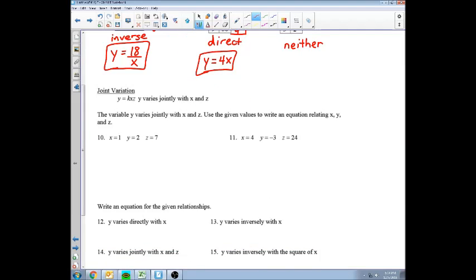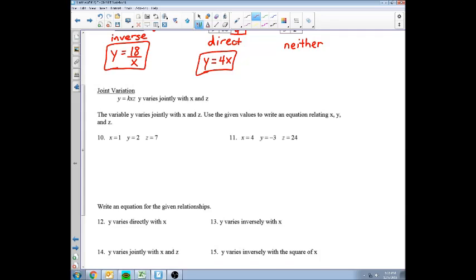All right? On to joint variation. Joint variation is the same thing as direct variation. I just add another variable. Okay? So y equals k times x times z. It means y varies jointly with x and z. The variable y varies jointly with x and z. Use the given values to write an equation relating x, y, and z.